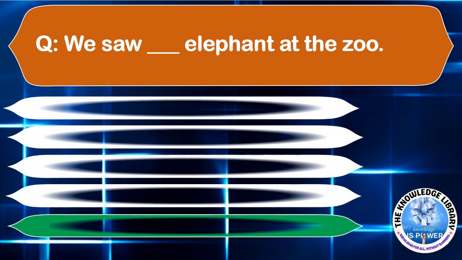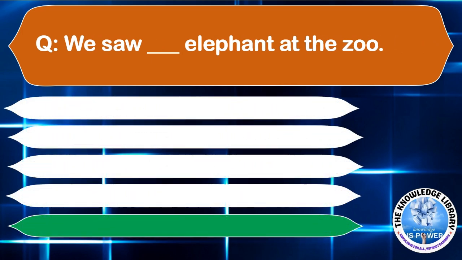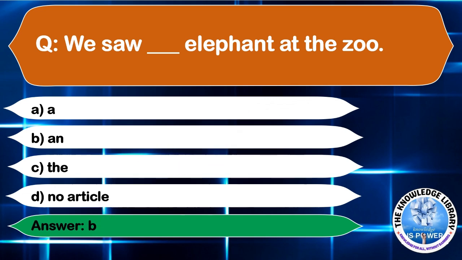We saw dash elephant at the zoo. Option A. Option B, an. Option C, the. Option D, no article. The correct answer is option B, an. Moving to the next question.